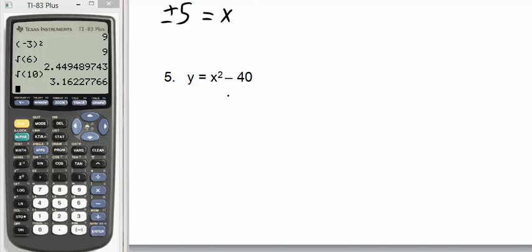This one we need a calculator for. Actually, I'll leave this one for you to do. So either do it on the calculator using the graph and the calculate, or just set it equal to 0 and move that one over.